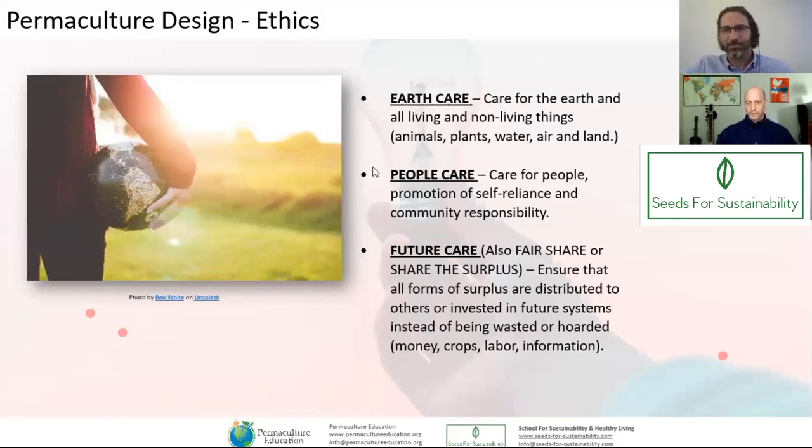Well, when we talk about permaculture design, we start with the ethics. We discussed a little bit of this before when we talked about the emergence of sustainable design.